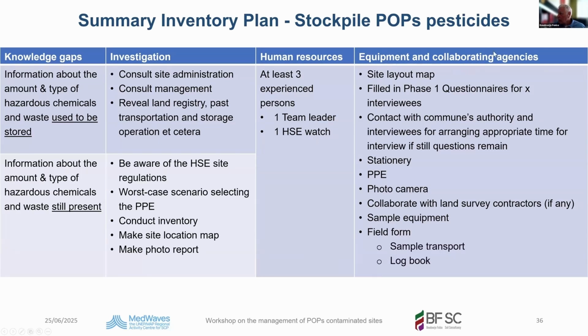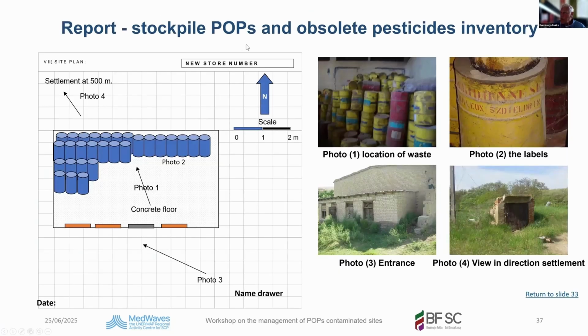Now, equipment and collaboration agency: site location map, filled in questionnaire of the interviews you have had, contact with the community authorities, stationery, again personal protective equipment, your photo camera. You have to collaborate with land survey contractors, if any, to make a map, sampling equipment, field forms, sample transport, and logbook. So this is a summary of what should be in your inventory plan. And I've made this also for the other site components. This is a report as part of the preliminary site investigation with stockpile.